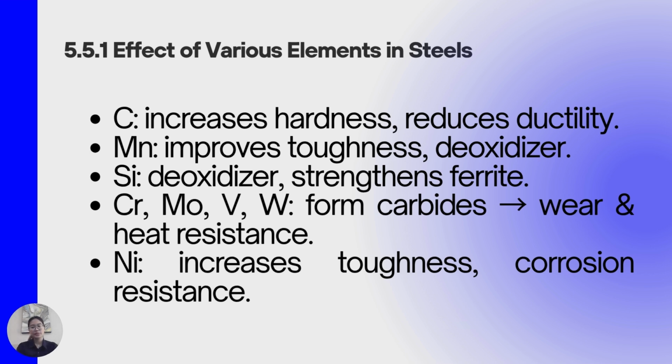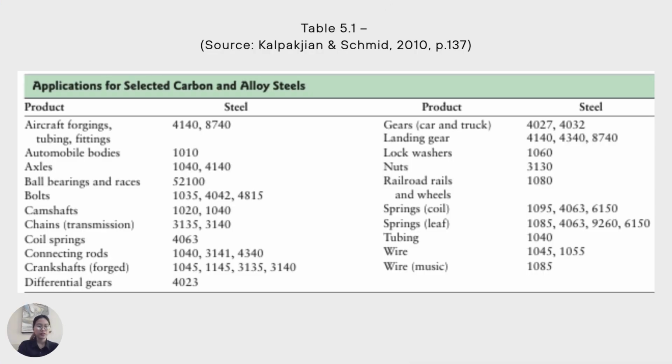Carbon primarily determines hardness and strength. Manganese acts as both a deoxidizer and a toughness enhancer. Silicon strengthens the ferrite phase, while chromium, vanadium, and tungsten form carbides that resist wear at high temperature. Nickel, on the other hand, contributes to toughness and corrosion resistance. By carefully adjusting these elements, engineers can tailor steel for extreme performance environments. This table shows the applications for selected carbon and alloy steels.